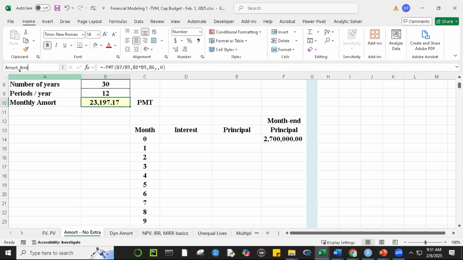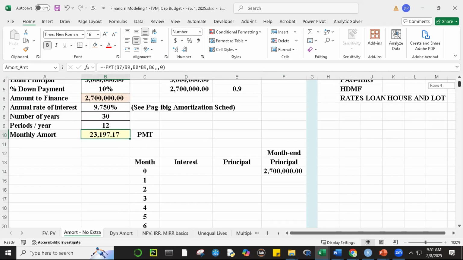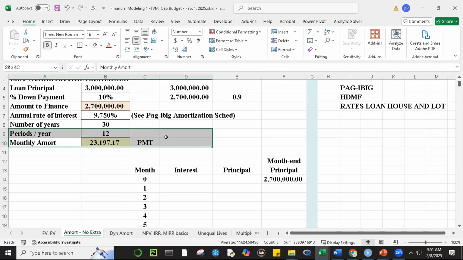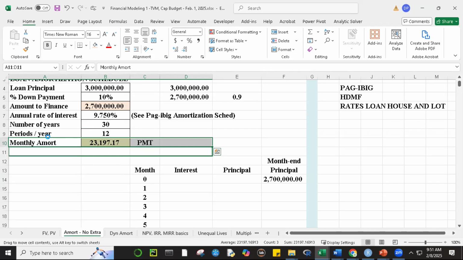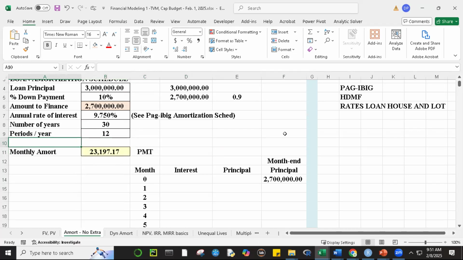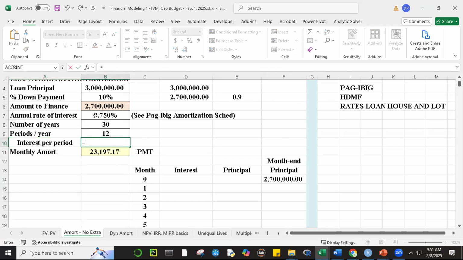Amortization amount. Okay? So amortization amount, then if you want, maybe let's include here the interest per period. Okay? So our interest per period is equal to 9.75% divided by 12. Okay, so that's 0.008. You can make it as percent.